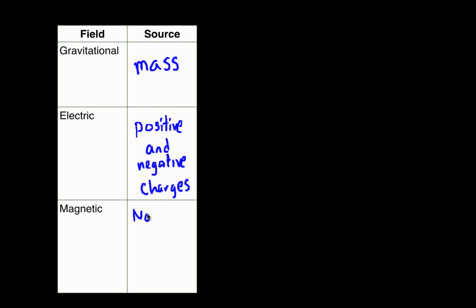So far, we've learned about gravitational, electric, and magnetic fields. They all have different sources. Gravitational fields are caused by masses. Electric fields are caused by positive and negative charges. And magnetic fields come from north and south poles.